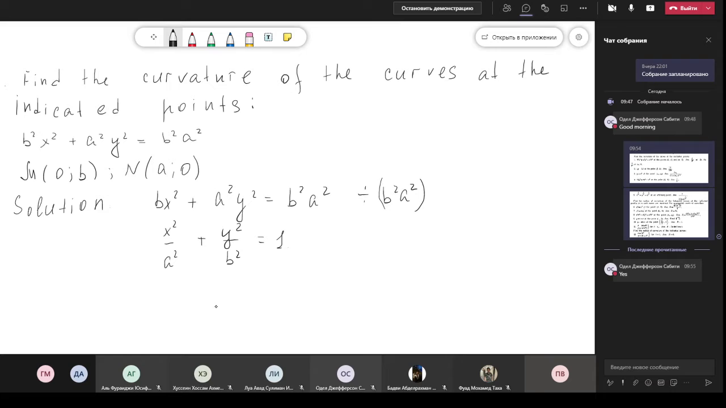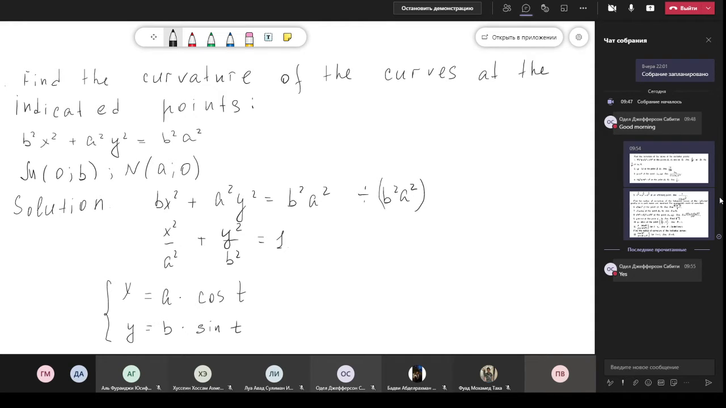And if we rewrite it in parametric coordinates, we will have x equals a times cosine of t, and y is b times sine of t. It is this equation in parametric form.